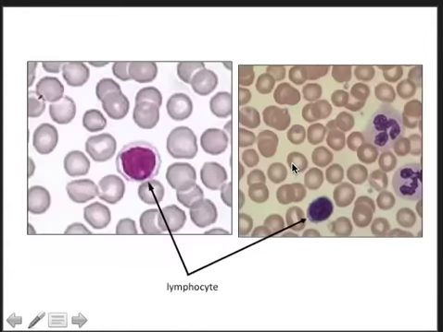And here you can see another blood smear, a lymphocyte, okay? There's a neutrophil, there's another neutrophil. You can see some platelets here and here and here. These are erythrocytes, okay? These are erythrocytes.